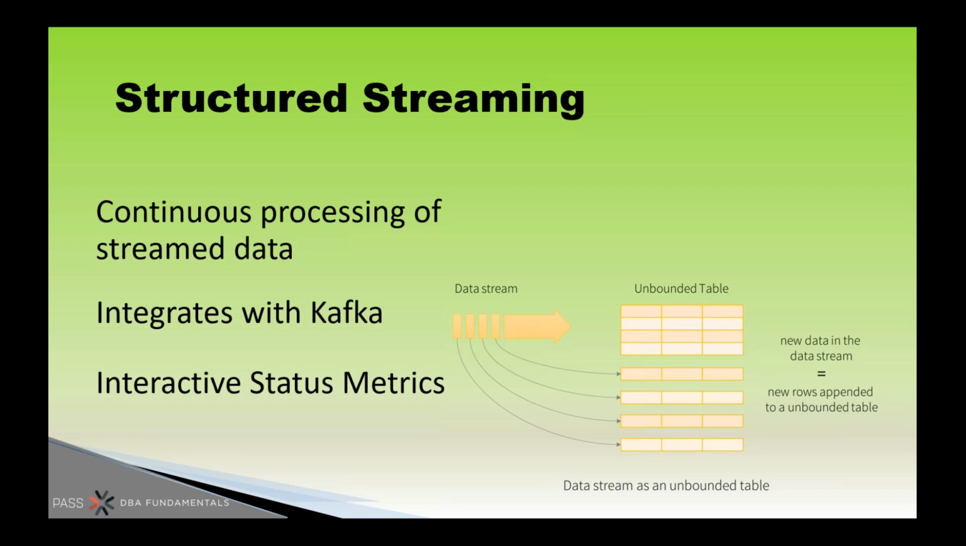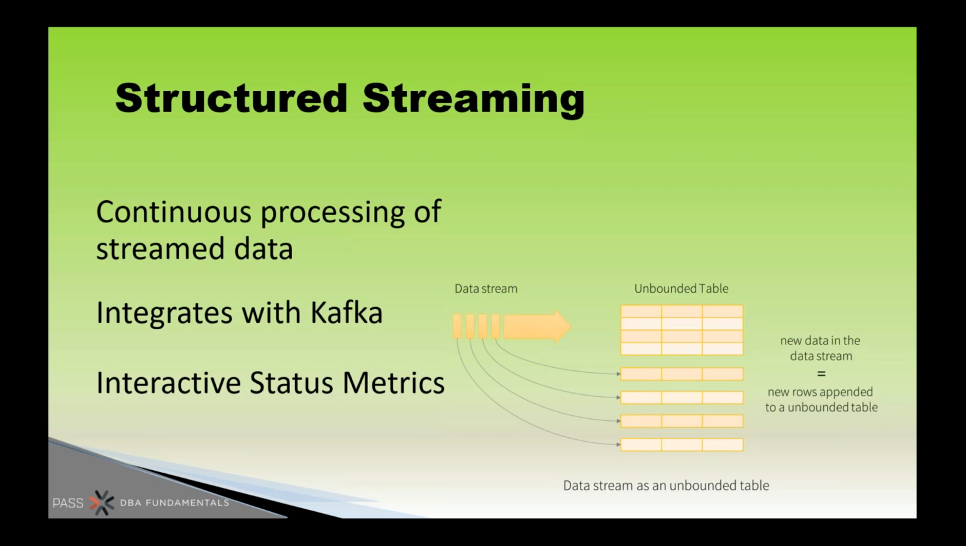So if you have data that is coming in at a pretty rapid pace, it's coming in all the time, you can continually run your Databricks jobs. It integrates with Kafka to process the data, and you can get interactive status metrics so that you can take a look at how it's running all the time. So you have, in essence, what's considered an unbounded table where you're running your data and then processing it as it's coming in.